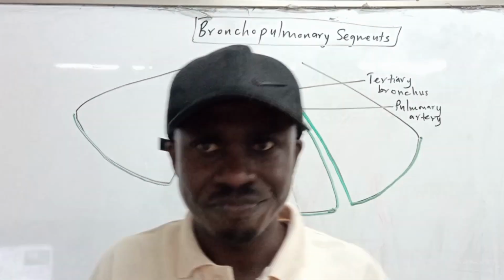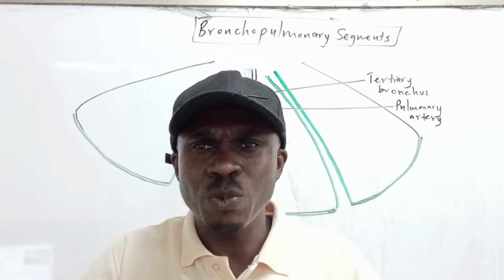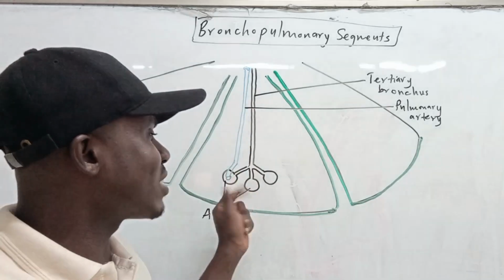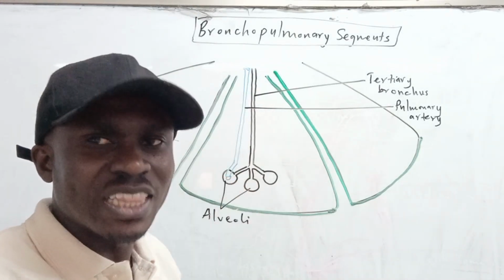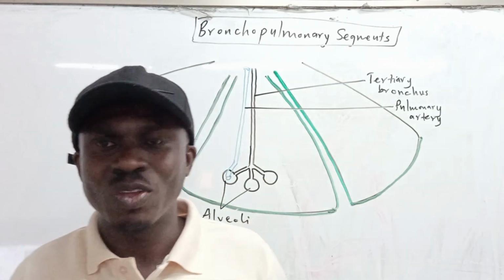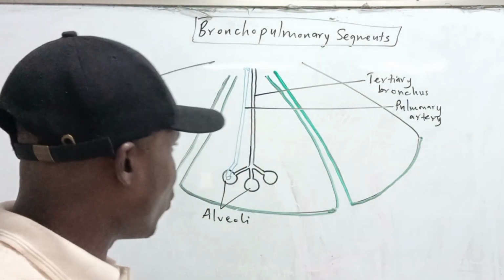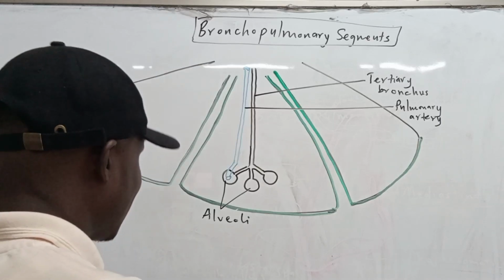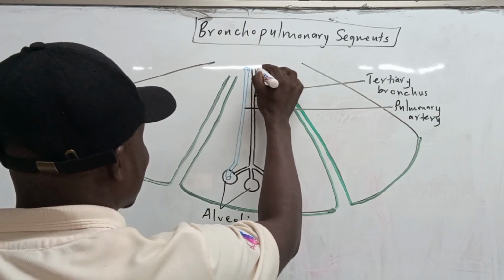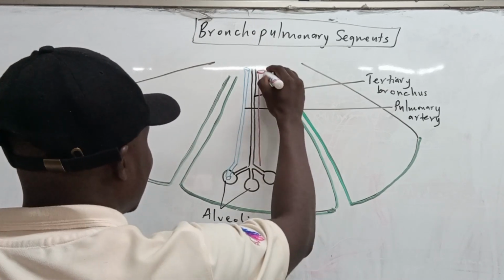Now, is that all? No. There will be another artery which I want you to know, something we call the bronchial artery. Because this one is carrying oxygen poor blood, there should be another one carrying oxygen rich blood. And that one we call the bronchial artery. Let me use red because it's carrying oxygenated blood. The bronchial artery is coming all the way, let's say about here.